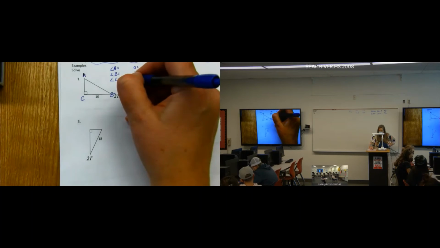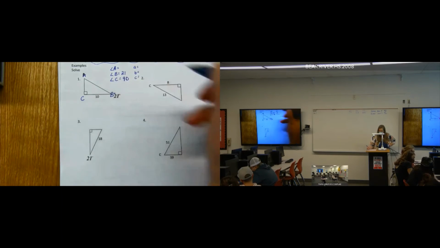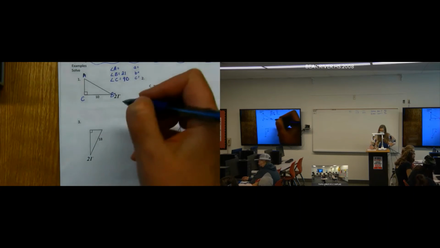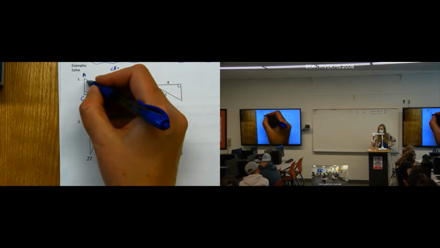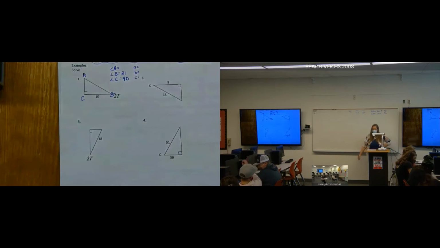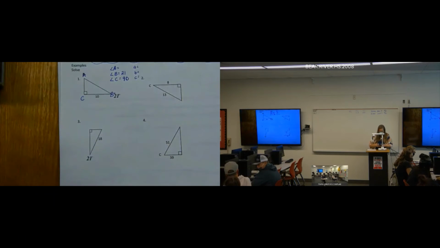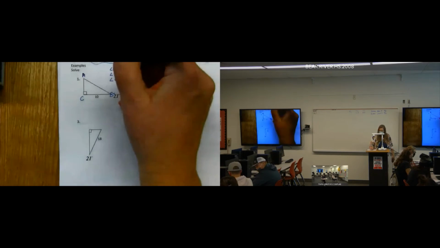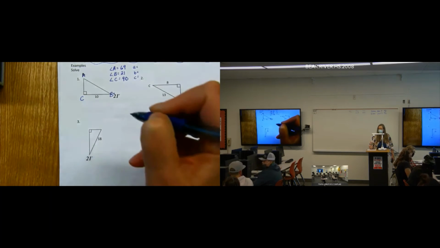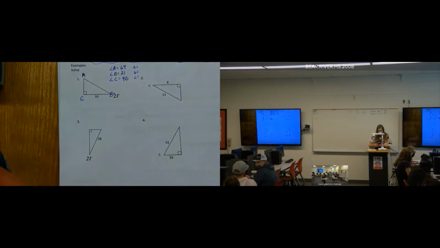C is 90. B is 21. Good. Now A. How would I find A? 79. How'd you get it? Is it 79 really? I don't know. I think it's 69. Isn't it? Here. 90 minus 21. Yeah.